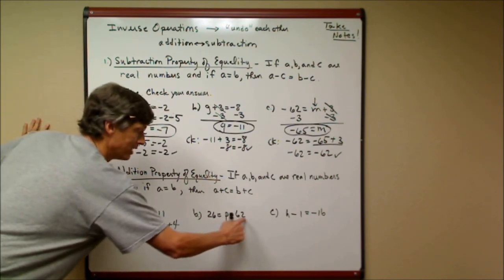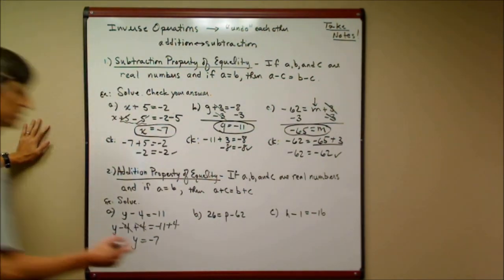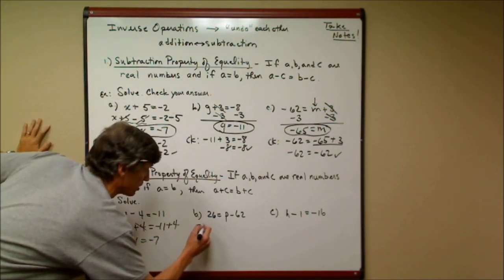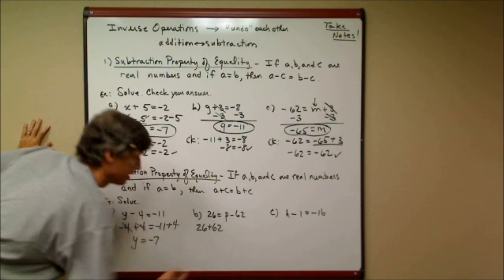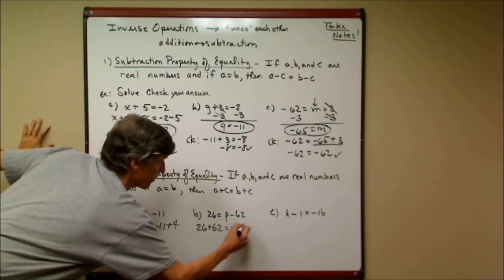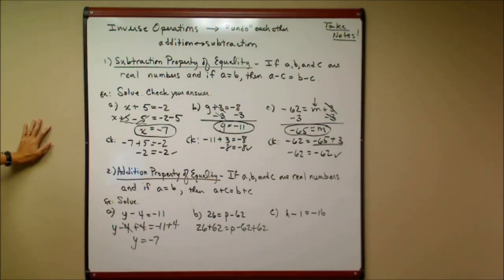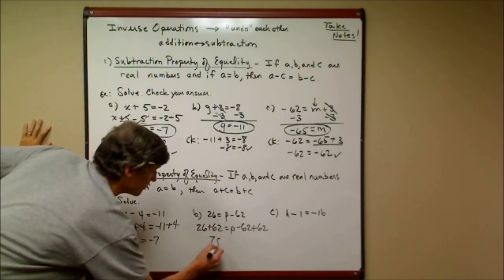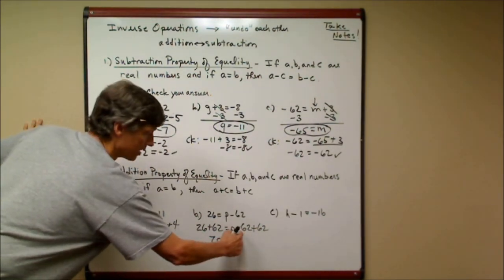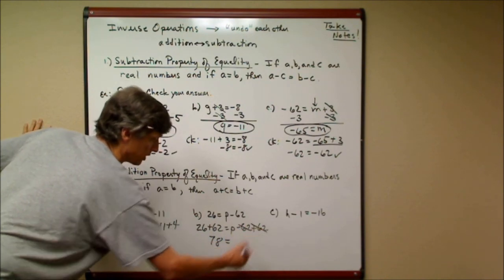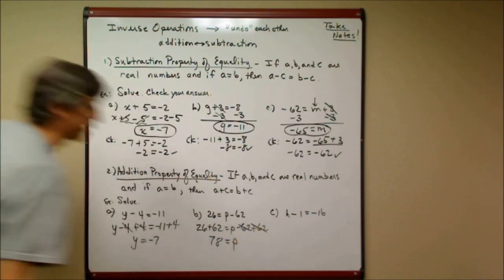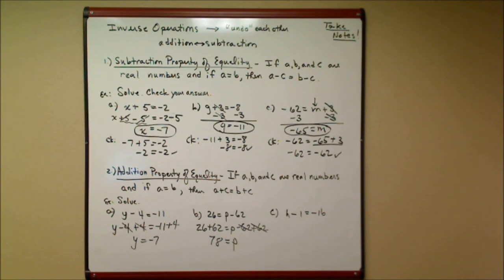To undo a minus 62, I'm going to add 62, and I'm going to add 62 to both sides. I'm going to add 62 to this side. I'm going to add 62 to this side. Now on the left side, 26 and 62 is 78. On the right side, the minus 62 and the plus 62 do exactly what we hope. They cancel out, and I get my answer as 78 equals p, or p equals 78. And I worked at showing the steps just like the first example there.